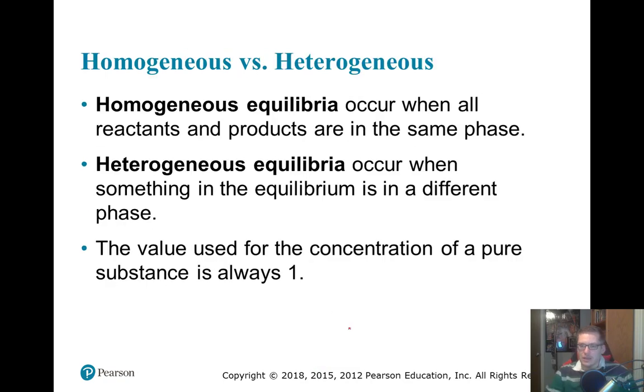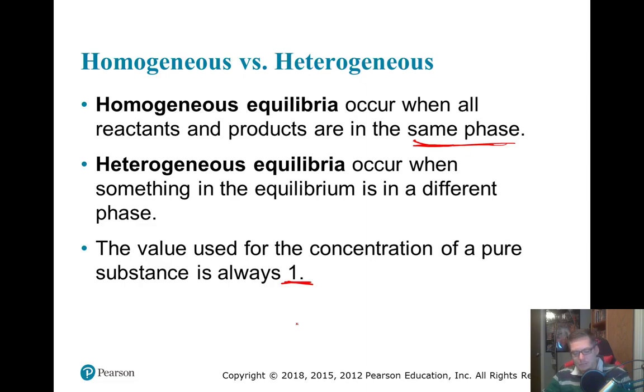Last thing here, homogeneous versus heterogeneous equilibrium. Homogeneous equilibrium is when all the reactants and products are in the same phase. So everything is gaseous, everything's aqueous, everything's solid, etc. Heterogeneous equilibrium occurs when something in the equilibrium is in a different phase. So if you have a solid mixed in with gases, or if you have aqueous mixed in with gases, anytime you have the concentration of a pure substance, the concentration is always equal to 1. All solids are just 1, all liquids are just 1.